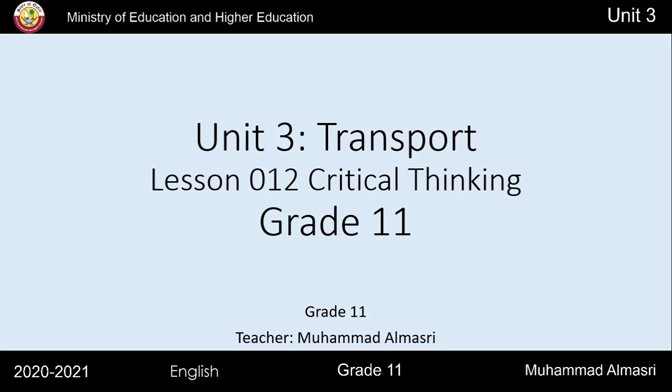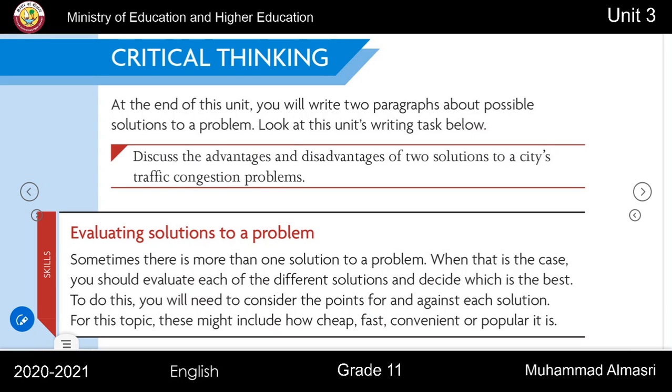Unit 3, Transport. Lesson 12, Critical Thinking. At the end of this unit, you will write 2 paragraphs about possible solutions to a problem. Look at this unit's writing task below. Discuss the advantages and disadvantages of 2 solutions to a city's traffic congestion problem.